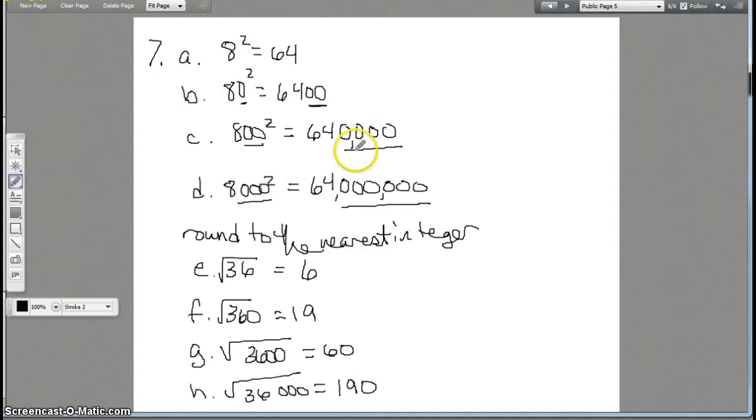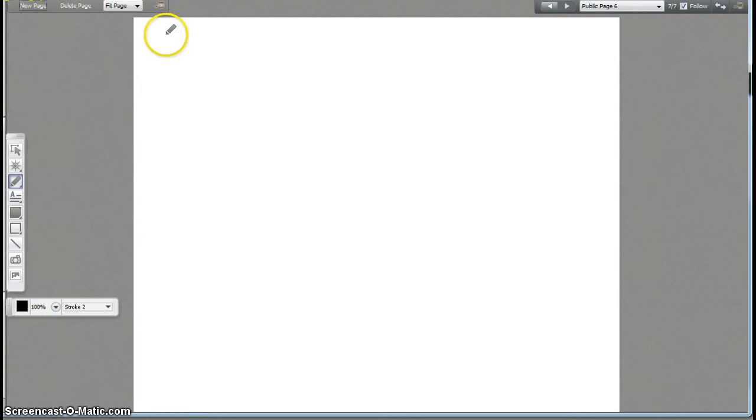For the first half of number 15, you will be finding the square. For the second half, you will be finding the square root. Remember to round to the nearest integer. We are not rounding to the 100th for this problem. We're rounding to the nearest integer. Okay, now we're going to look at problem number 8.